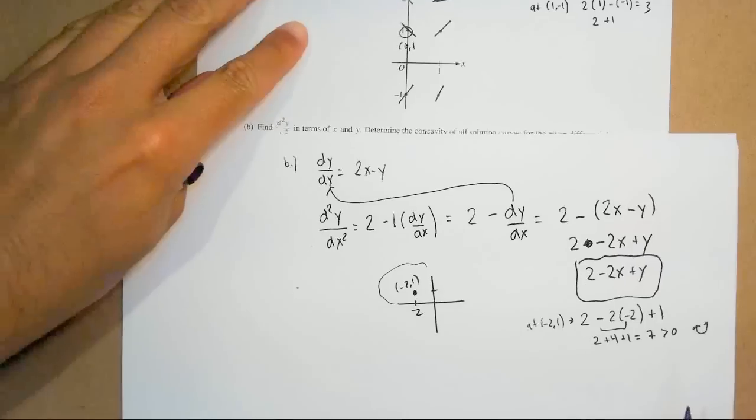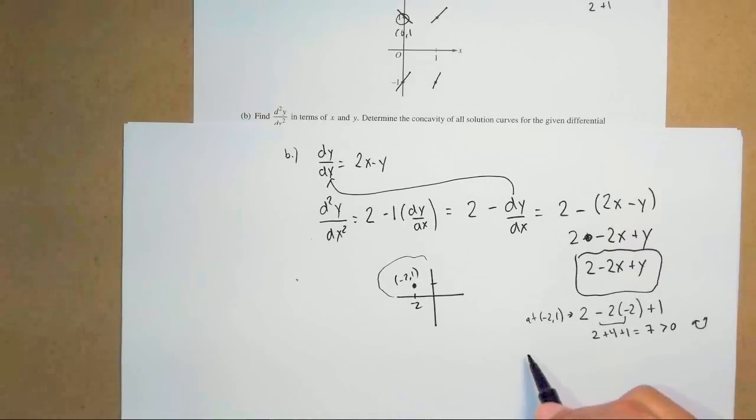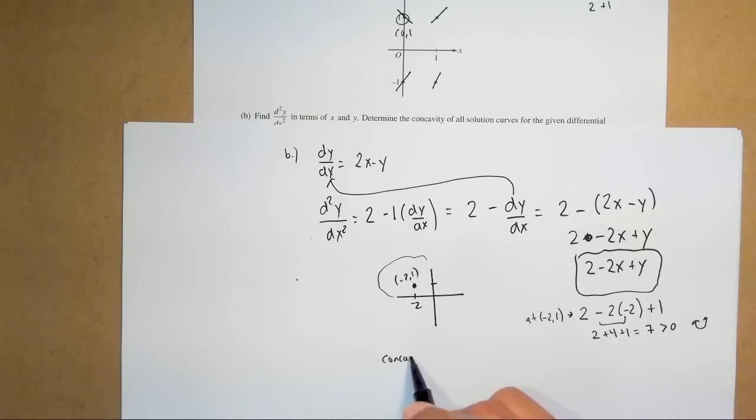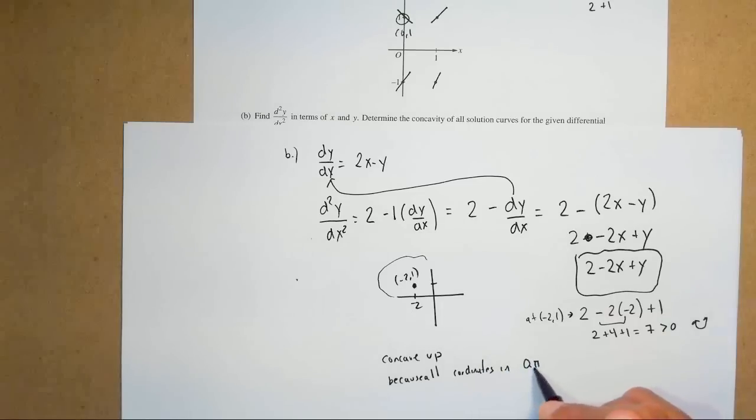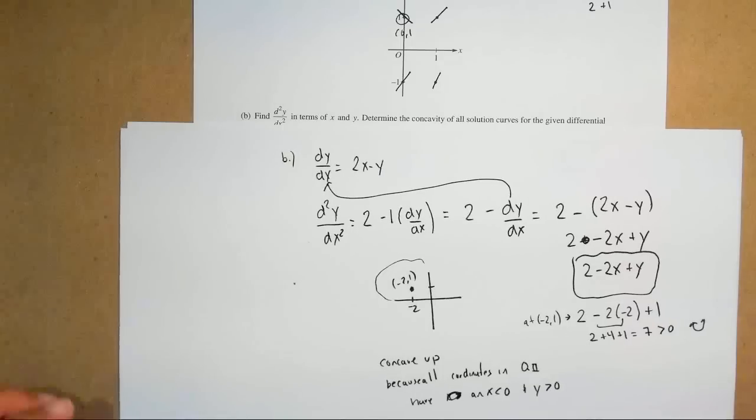So the next part, for part B, when it says determine concavity, you're going to say concave up. And then it's going to ask you to give a reason for your answer. And you can say, because all coordinates in quadrant 2 have an x that's less than 0 and y that's greater than 0. Okay? So that's part B.